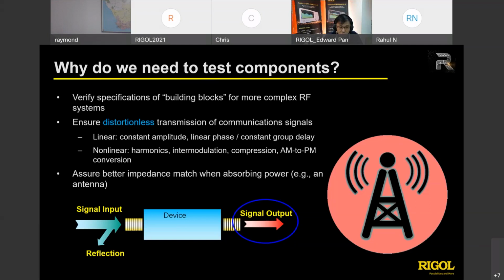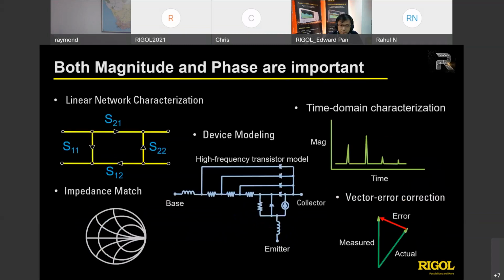So we need to assure the impedance match when absorbing power or at the antenna. So those are the parameters of the network analysis.